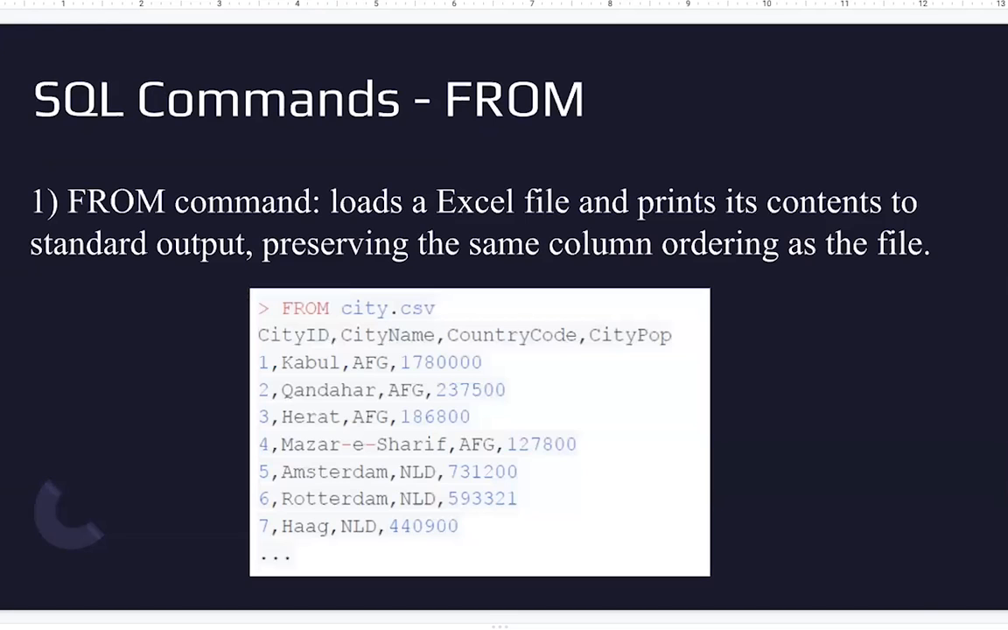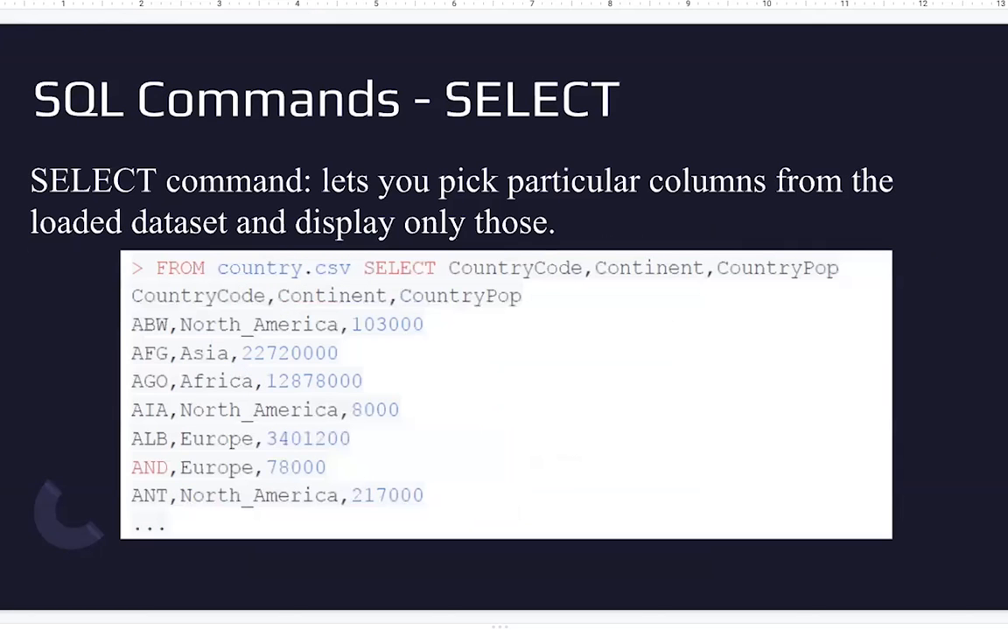So first of all, it's the from command. So this loads an exact file and then prints its contents to the standard output, preserving the same column. And then the second one is a select command. It lets you pick particular columns from the loaded database and display only those. For example, here we have from and select. So we want to say from this country.csv, we want to select the country code, continent, and also country pop.